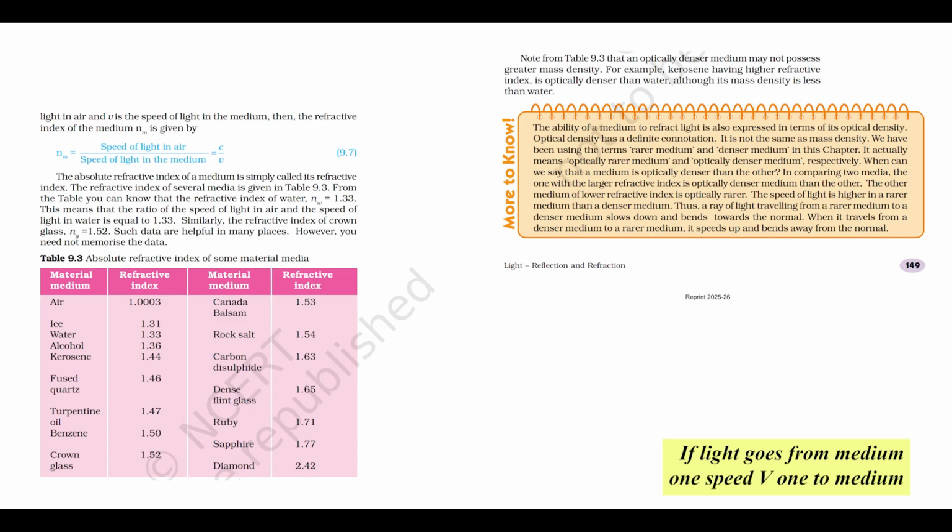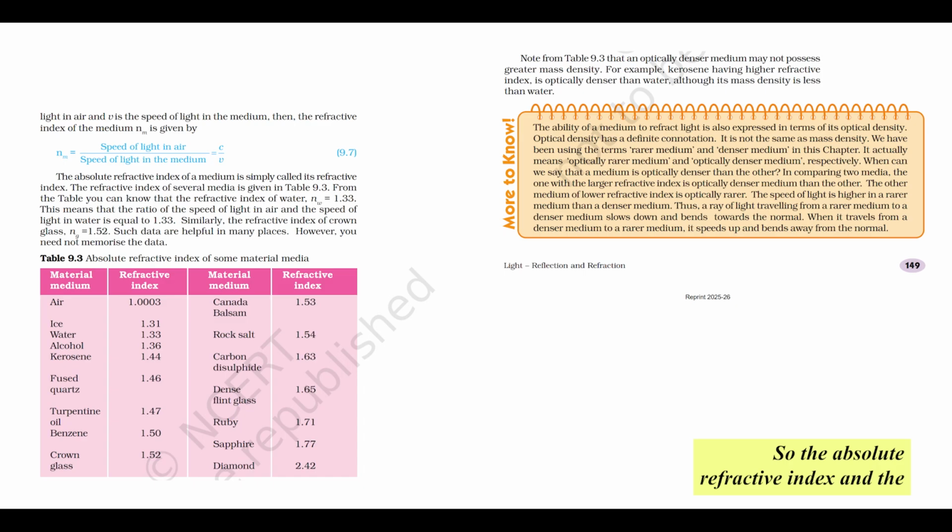If light goes from medium 1, speed v1, to medium 2, speed v2, the refractive index of medium 2 with respect to medium 1, written as n21, is n21 equals speed in medium 1, v1, over speed in medium 2, v2, equation 9.5. It compares the speeds in the two media. Second, and more common, is the absolute refractive index, nm. This compares the speed of light in a medium, v, to the speed of light in vacuum, c. For practical purposes, we often use the speed in air instead of vacuum, as they're very close.